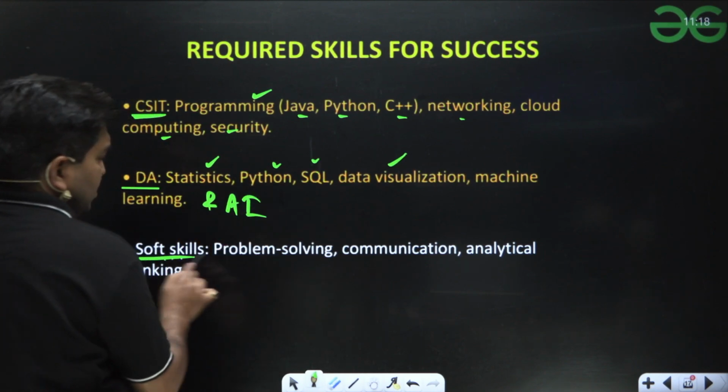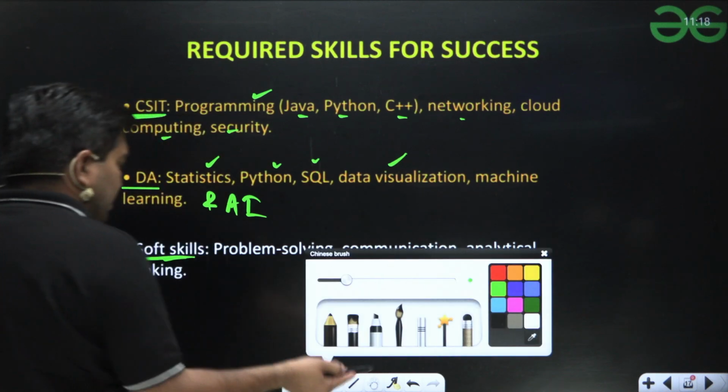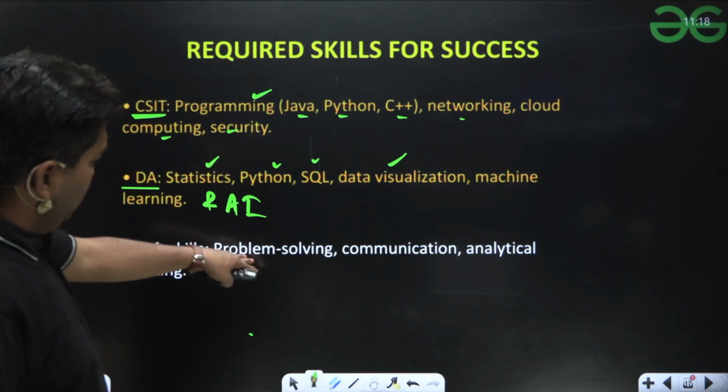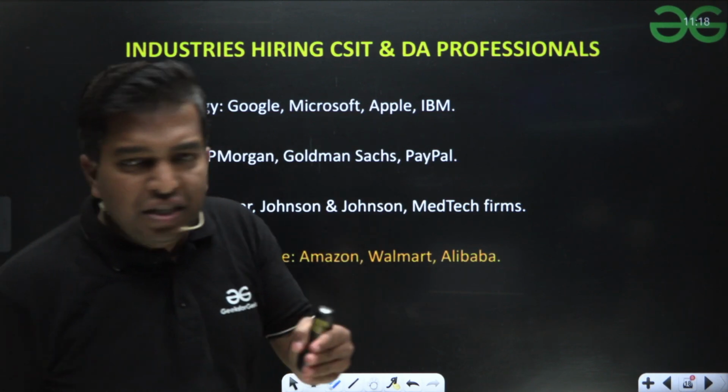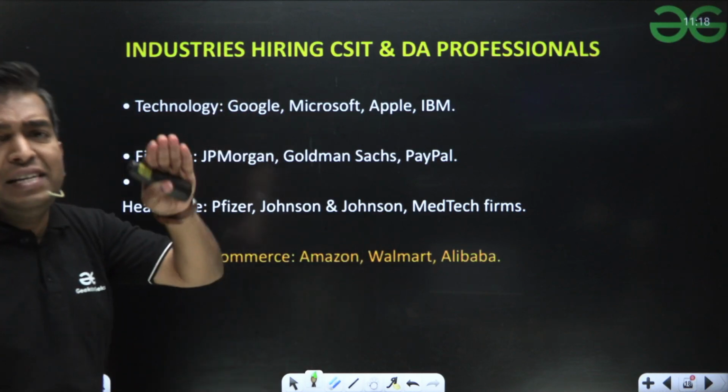And soft skills: problem solving, communication and thinking. This is both in CS and DA. Now, which industries are hiring the CSIT and DA professionals?